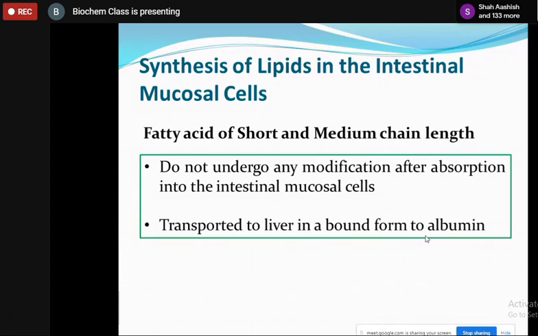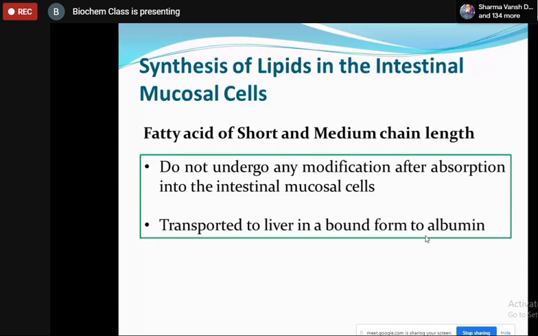Now, first, let's skip the fatty acids of short and medium chain length. They do not need the help of mixed micelles to get absorbed. They can just get absorbed by themselves. And even in the intestinal cells, they do not undergo any modification after absorption. Into the intestinal mucosal cells, they are then transported to the liver bound to albumin. So nothing happens to the short and medium chain length fatty acids. But the long chain fatty acids, there is some modification going on.